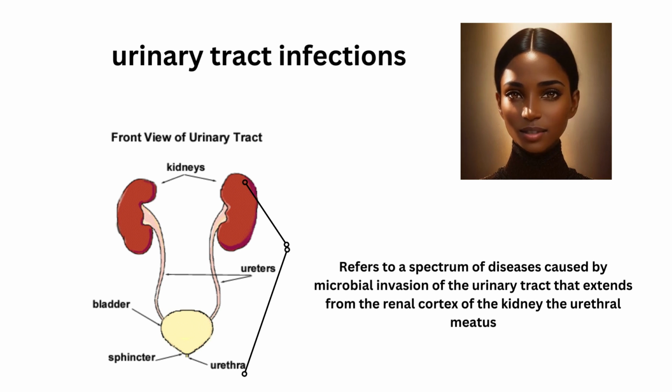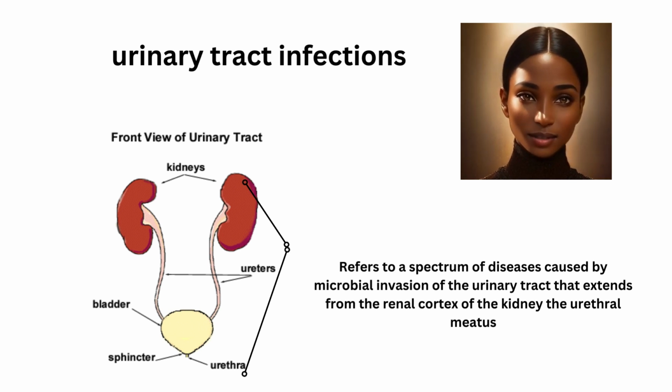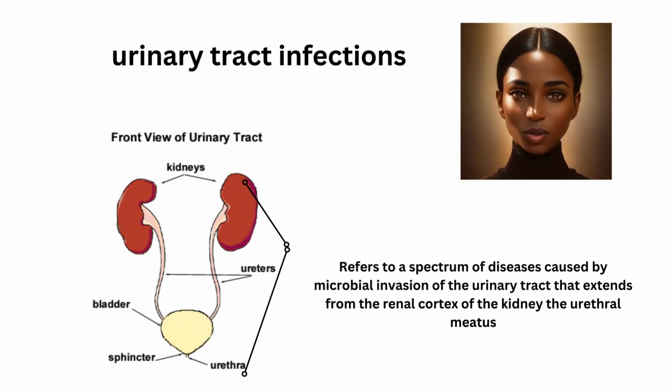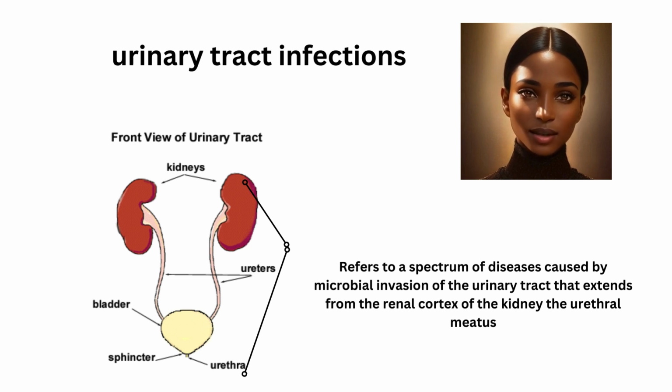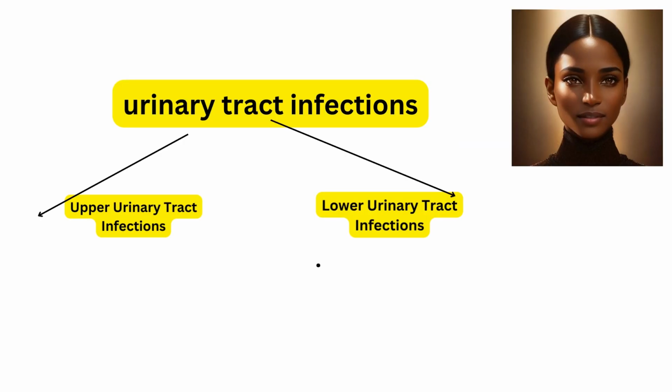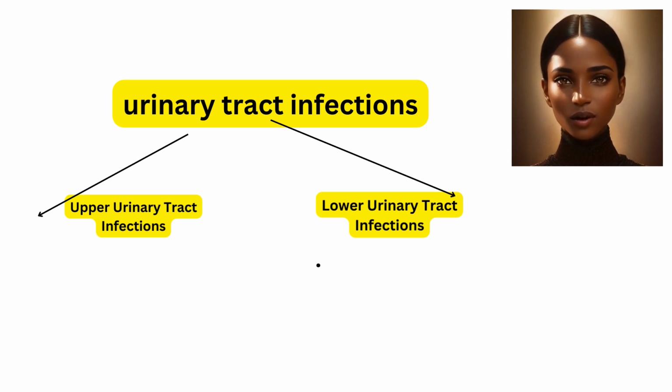Now, back to definitions. Urinary tract infection refers to a spectrum of diseases caused by microbial invasion of the urinary tract that extends from the renal cortex of the kidney to the urethral meatus. Urinary tract infections are categorized into upper urinary tract infections and lower urinary tract infections.